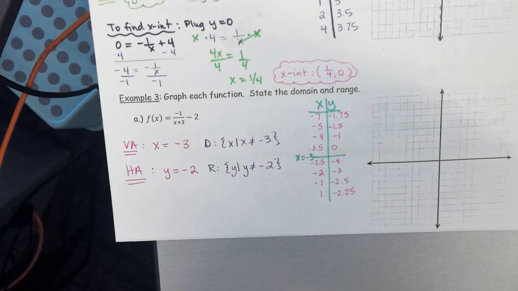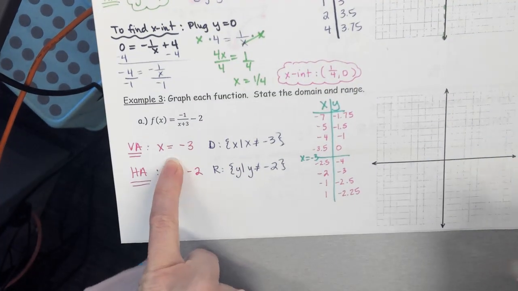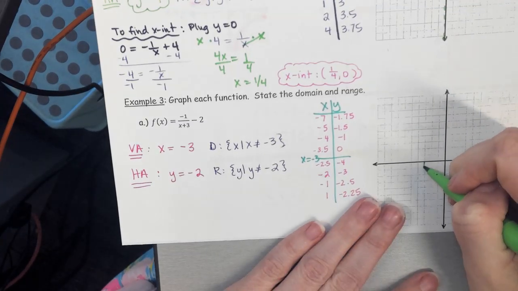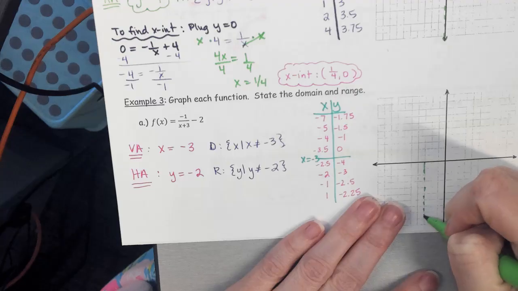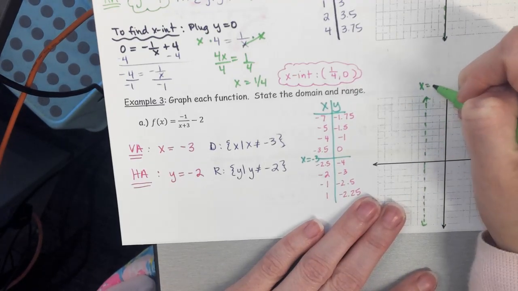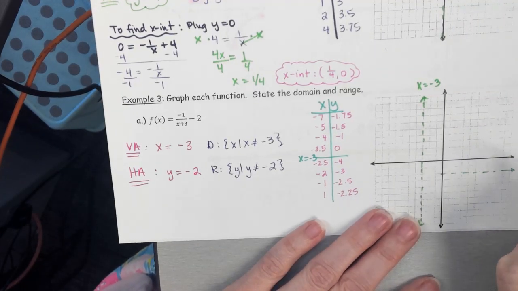All right, and then when we're ready to graph, again, your asymptotes should be dashed lines. X equals -3 is a vertical. So 1, 2, -3. Okay, and then y is -2.